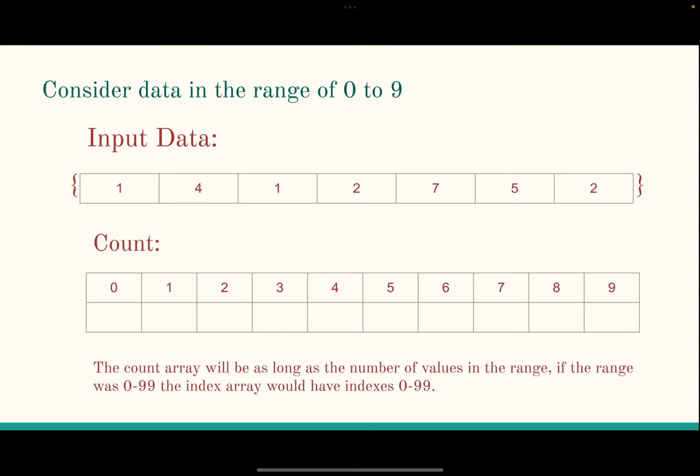In a data range of 0 to 9, a second count array is made and the indexer is labeled 0 through 9. The count array will be as long as the number of values. So if the data is ranged from 0 to 99, the index array would have indexes 0 to 9.